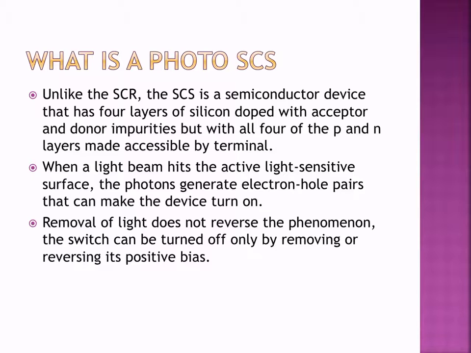When a light beam hits the active light-sensitive surface, the photons generate electron-hole pairs that can make the device turn on. Removal of light does not reverse the switch; it can be turned off only by removing or reversing its positive bias. Its application would also be the same as the PhotoSCR, given that it has an extra gate which it can operate on.